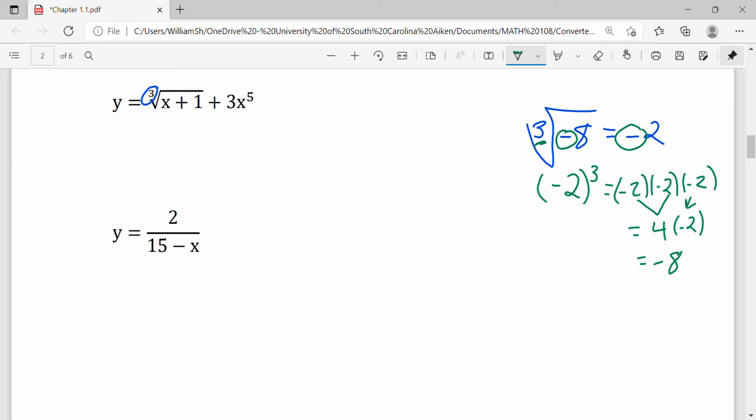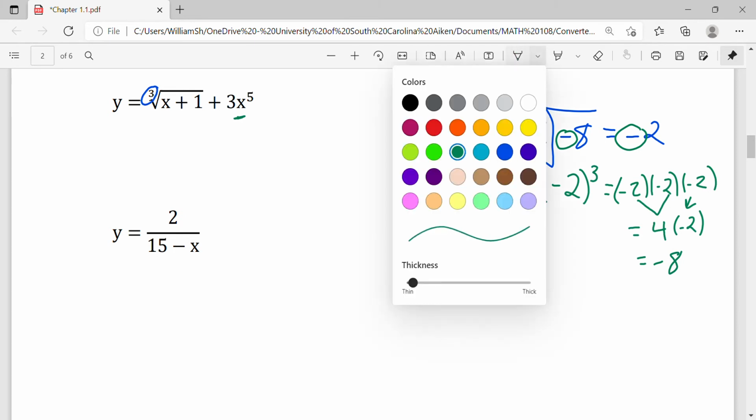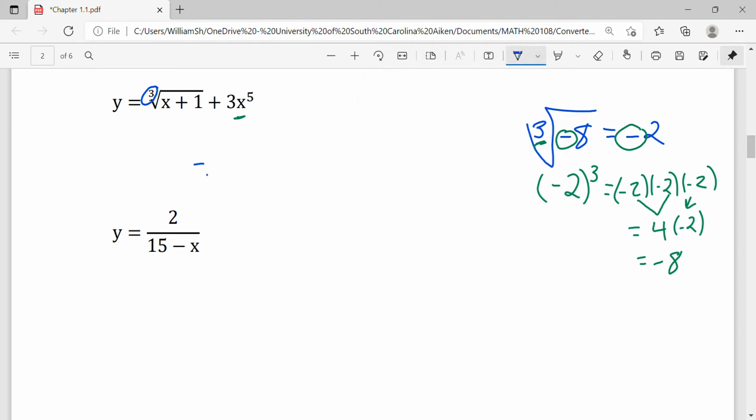So here, since I'm not really concerned with this square root, and there's really nothing else to be concerned about here, because the only other thing we have is this 3x to the fifth on the outside, and I can plug any x I want in there and not really have a problem, then I'm going to say that x can be anything from negative infinity to infinity. I can plug any x that I want into there, and I shouldn't have a problem finding a y for it.